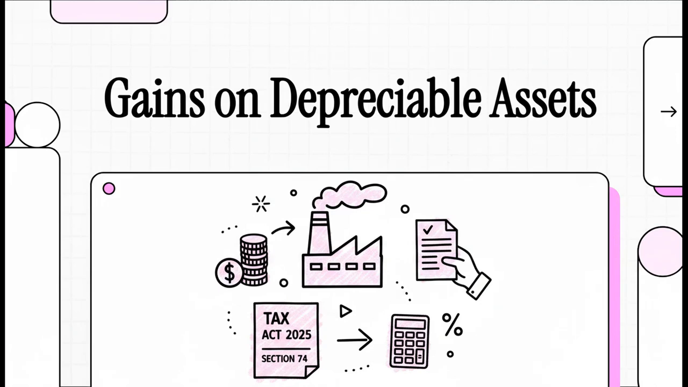Welcome to The Explainer. Today we're tackling a really crucial provision that every business owner, accountant, and tax professional needs to understand inside and out. Section 74 of the new Income Tax Act 2025. It's all about how we handle capital gains on depreciable assets.